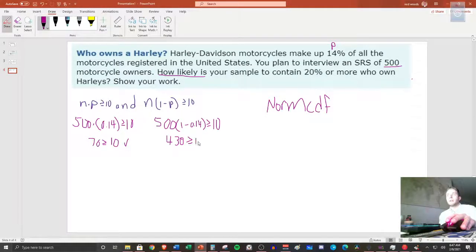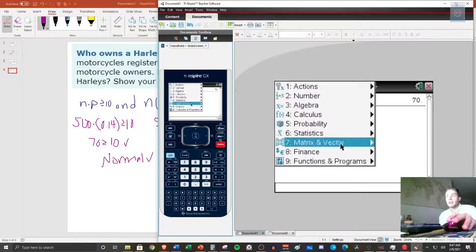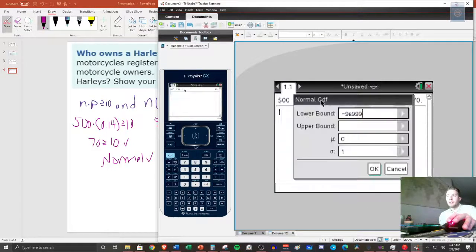So you have to confirm that both work before you can say, okay, this is normal. That means it's going to take on a normal shape. Okay, so we've got that. And a 500 sample size is pretty large. So it is in fact normal. So we can do the menu 552. We can do this normal calculation.